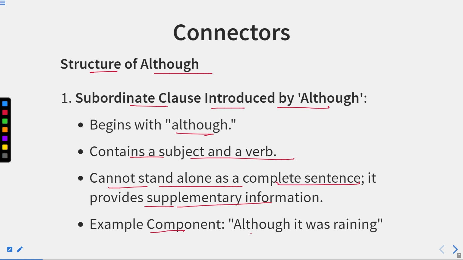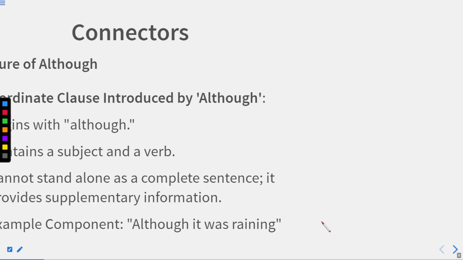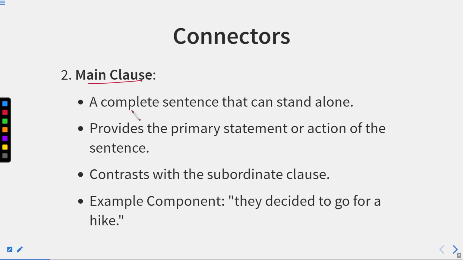Example component: although it was raining. Now if I say it was raining, the sentence is complete. But if I say although it was raining, obviously you will not find complete information through these words. Now the main clause: a complete sentence that can stand alone. So the main clause covers a complete sentence that can stand alone.